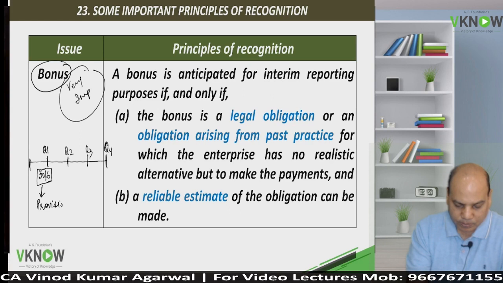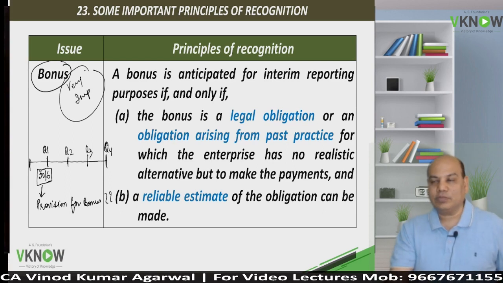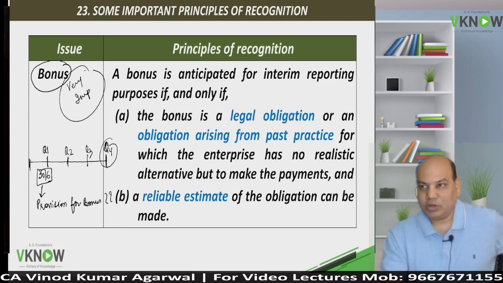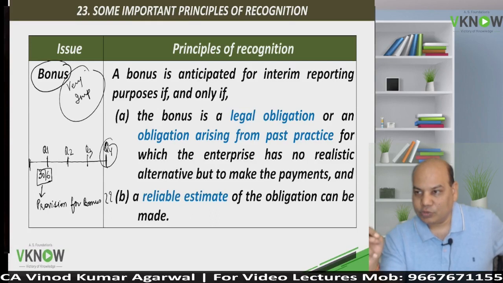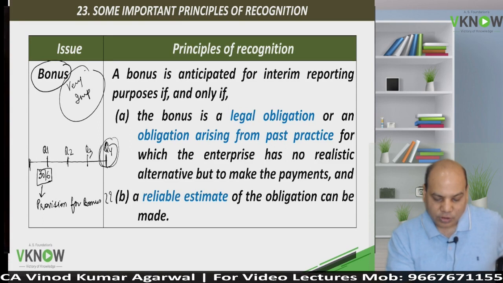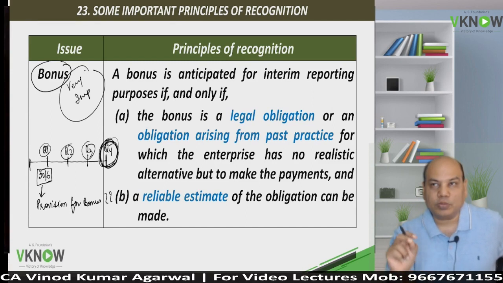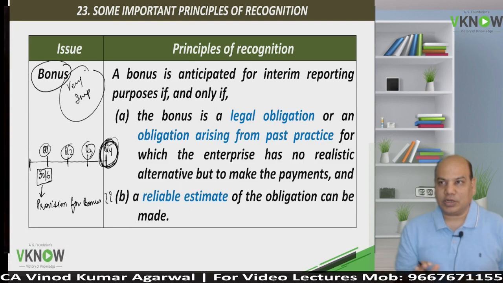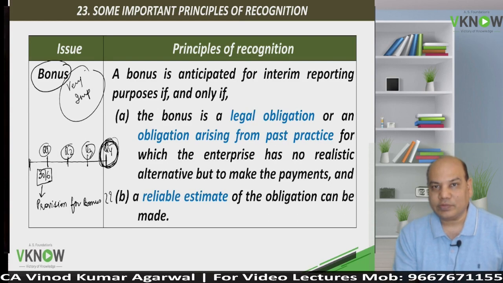Are you going to bring provision for bonus in the books of account in quarter 1? Suppose you have told your sales employee that if you achieve the sales target at the end of the year, we have given a target of 500 quantity, then we will give you a bonus. But whether they will achieve or not will be known at the end of quarter 4. We are in quarter 1. Should we make provision for bonus payable at the end of the year? The answer is yes, if the following conditions are satisfied.